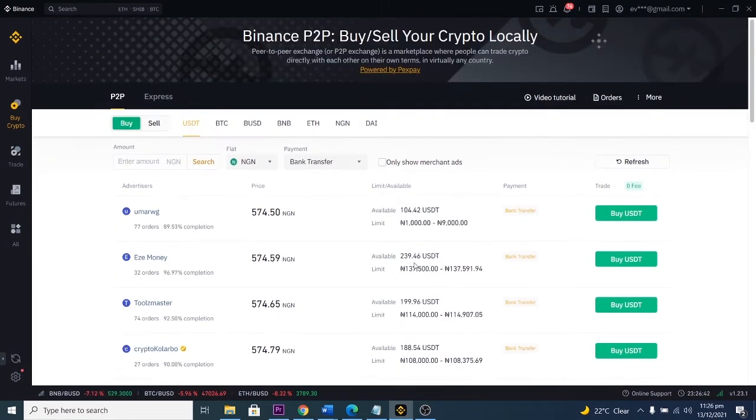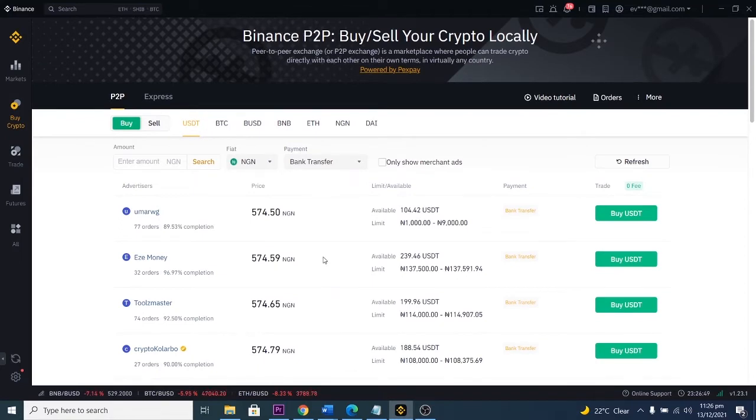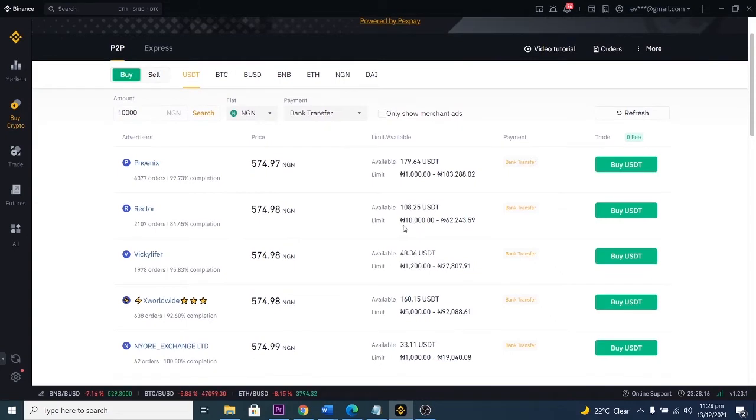So what if you want to buy? For the sake of this tutorial, I just want to buy 10,000 naira. So how am I going to do it? I will have to filter. So I'll just have to enter the amount that I want to buy. So after entering the amount, these are the sellers from whom I can buy. This one, the least he is selling is 10,000, so I can buy from him, and the highest is 62,000. Maybe that's all he has. And this one is selling from 1,200, that's the least, to 27,807. And so now I want to try this one.